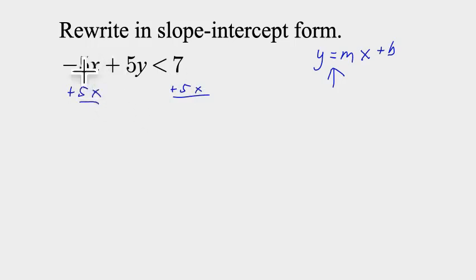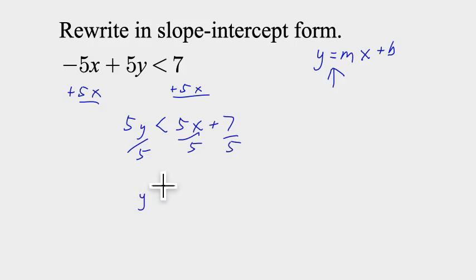Negative 5x plus 5x, those just cancel out because they make 0, leaving us with positive 5y on the left. These are not like terms, so we'll keep them separate. The inequality tags along. Now we need to divide both sides by 5. And when I divide the right side by 5, I end up dividing each term by 5. That leaves us with just y on the left. Our inequality is still a less than.